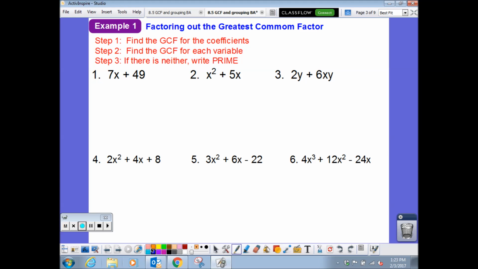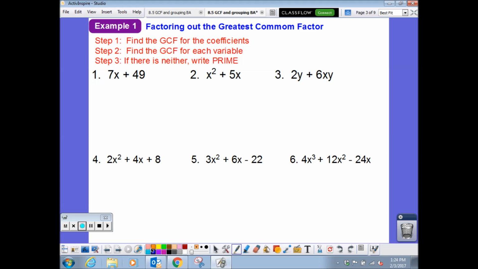So the first thing we're going to do is look at the coefficients, those numbers in front. But then there may be a GCF that's also a variable. And if you don't have either for today, we're going to write prime. There's only going to be, I think, a couple prime on your homework. So here we go. I'll show you the process, but we are just looking for the GCF, and then we're going to write what is left. We're going to call it the leftovers.